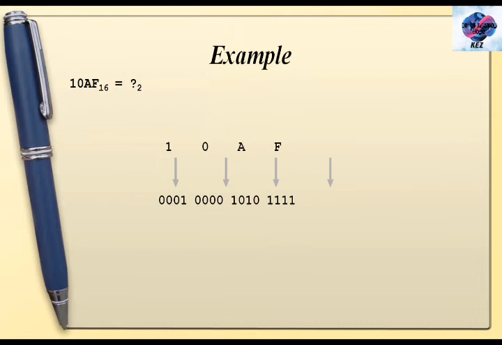Now, 0001, then 0000, then 1010, then 1111. That will be your binary conversion. Got it? I think it is clear now. From any number, decimal to binary, octal to binary, hexadecimal to binary, you are able to convert. So up to this level, I think it is clear to you.